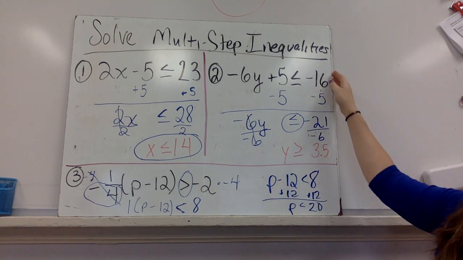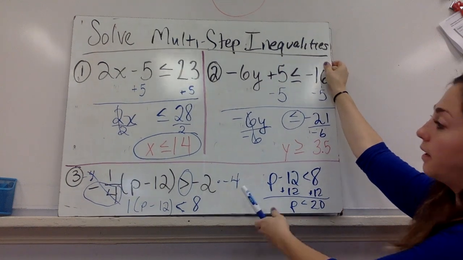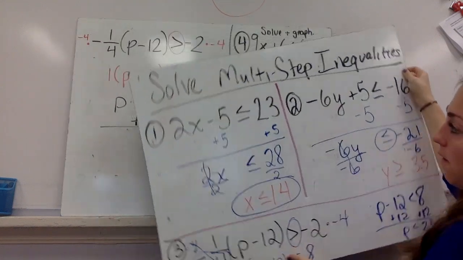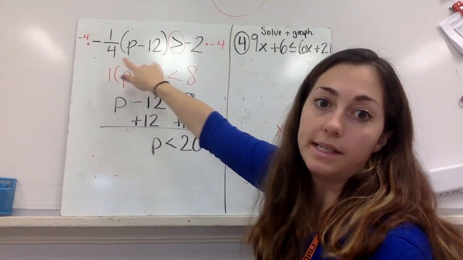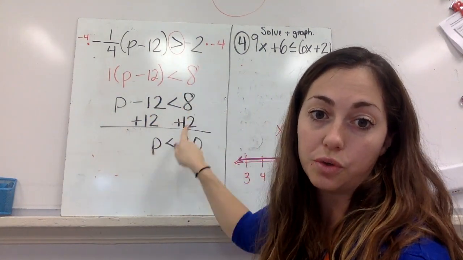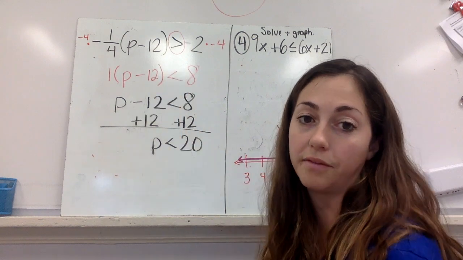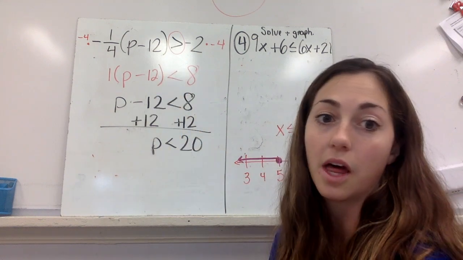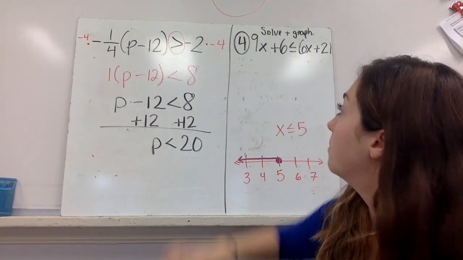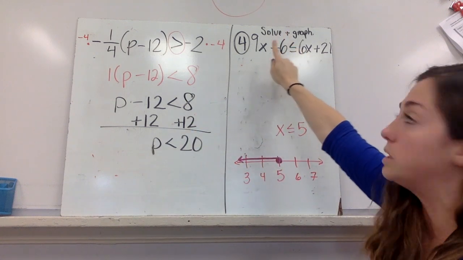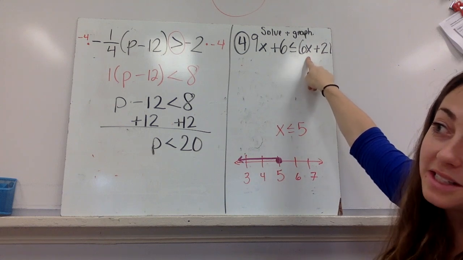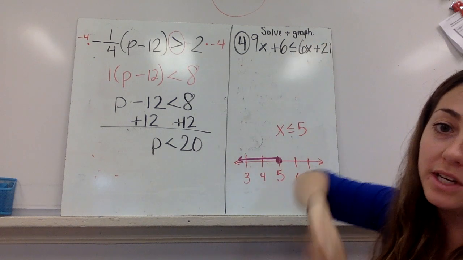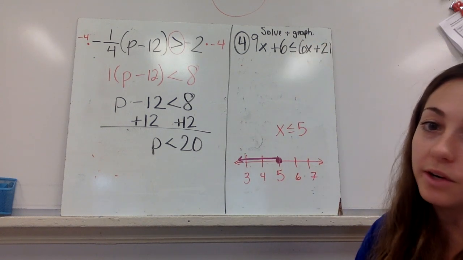Great. And I actually did that here, so you're going to see that again right here. So I did all of those steps that I just showed you right here. So this is just a repeat of that problem, slightly larger because there wasn't a lot of room to work there. My last one, where I'm expecting you to solve and graph, I have 9x plus 6 is less than or equal to 6x plus 21. So pause the video, try it, and then hit play when you're done.